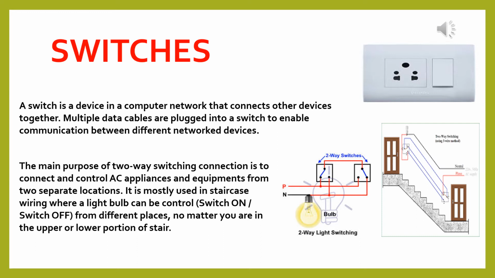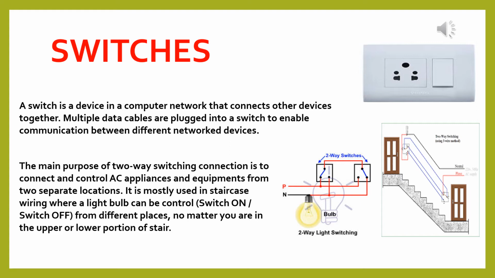The main purpose of a two-way switching connection is to connect and control AC appliances and equipment from two separate locations. It is mostly used in staircase wiring, where a light bulb can be controlled, that means switched on or off, from different places, no matter whether you are in the upper or lower portion of the stair. See the diagram. This is the two-way switches, bulb, two-way light switching and staircase. One switch is maybe on the second floor and another one is on the ground floor.